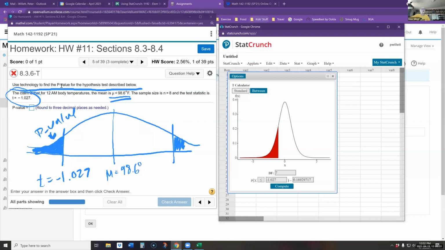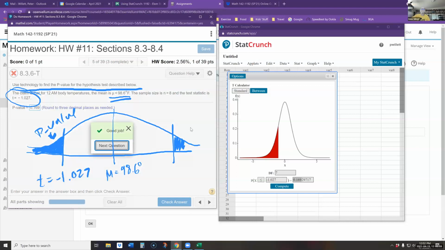Use technology to find the p-value for the hypothesis test described. And in the hypothesis test described, they got a test statistic with this value. And so the p-value corresponding to that t test statistic is basically 17%. So I would put that in and I'd be done. That's the whole problem. Number 5. Questions, comments, discussions about that?